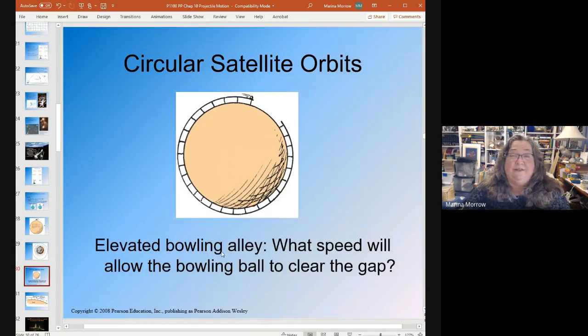In this book, they give you an idea of, what if we have a bowling alley? And the bowling alley has a gap. The bowling alley goes around the whole world. How fast does this ball have to go to cross that gap?